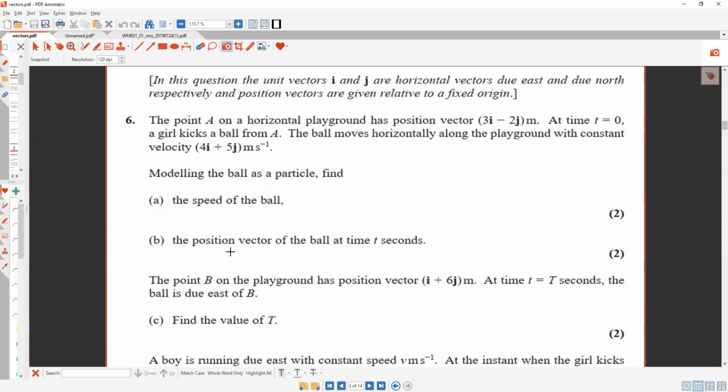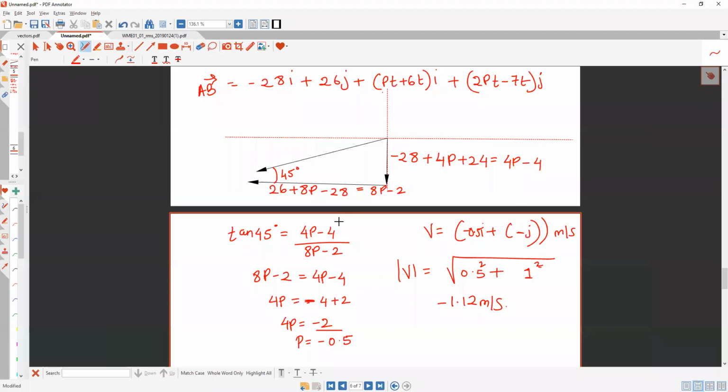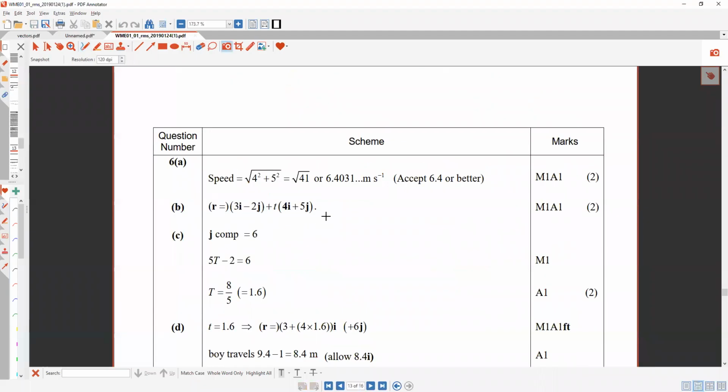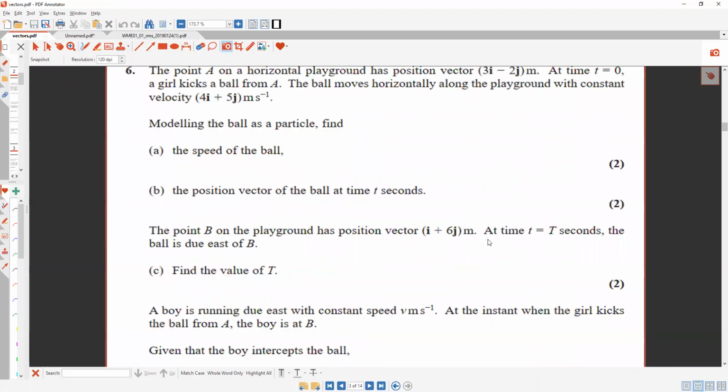Then they said find the position vector of the ball at time t seconds. Also very easy. R is equal to R0 plus V into t. Just read the question and do this too. 4 marks right there. But what is the answer of B? Because based on the answer of B, the rest of the answers are there. So if I copy paste this over here, this is my B's answer.